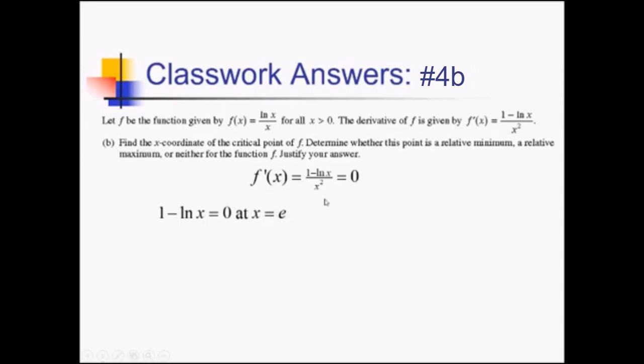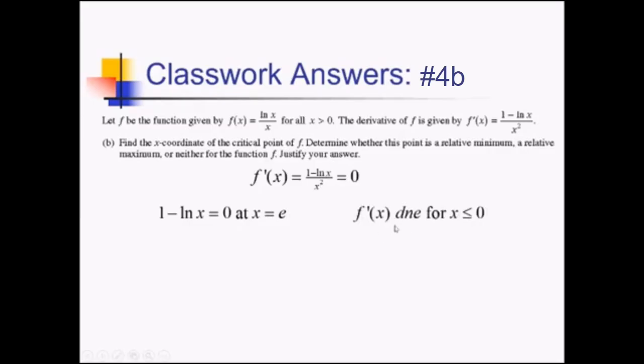Now, in terms of what makes this undefined, we see that if we plug 0 in for x, that's going to make our derivative DNE. However, they said that x had to be greater than 0 anyway, so it couldn't be 0. Also, if we plug in negative numbers, that's going to mess up the ln function. So in general, f prime is non-existing for x less than or equal to 0.